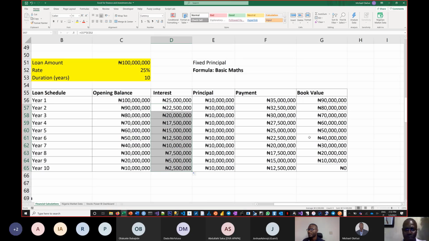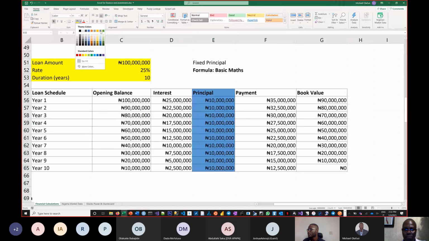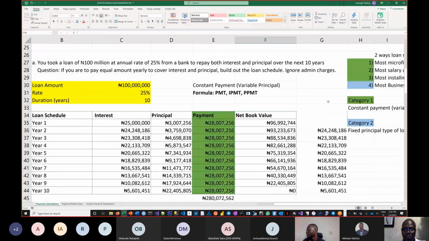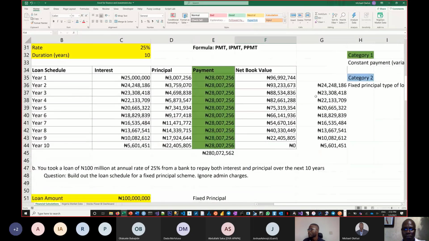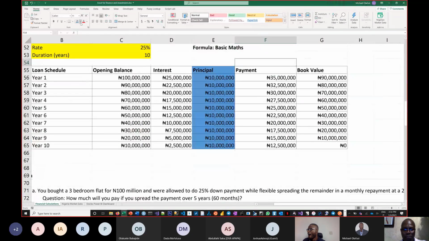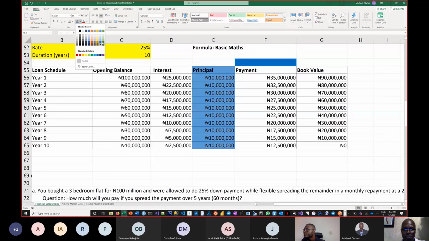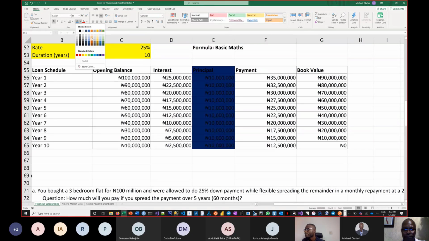So this is the fixed principal. The principal is spread equally over the duration of the loan. So let me use the very color that we used the other time. Okay.